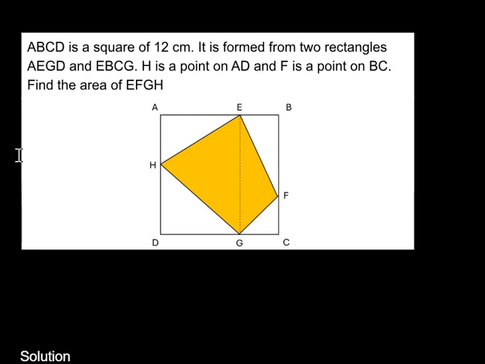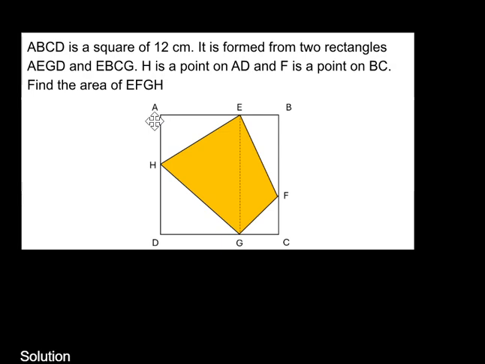Hi, let's look at this question together. ABCD is a square of 12 centimeter. It is formed from two rectangles, AEGD and EBCG. H is a point on AD and F is a point on BC. Find the area of EFGH.